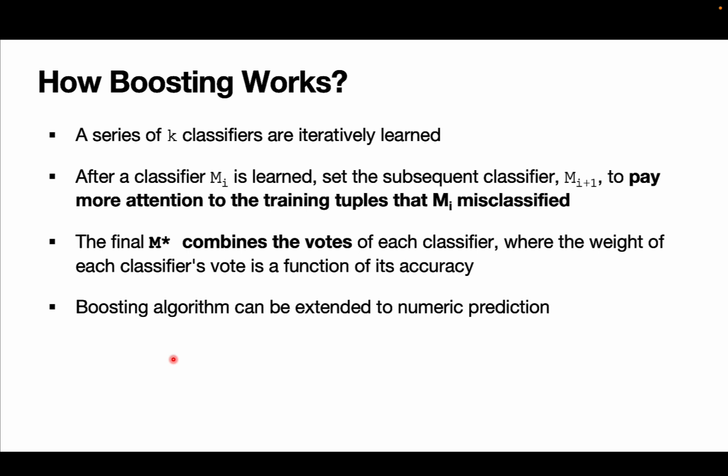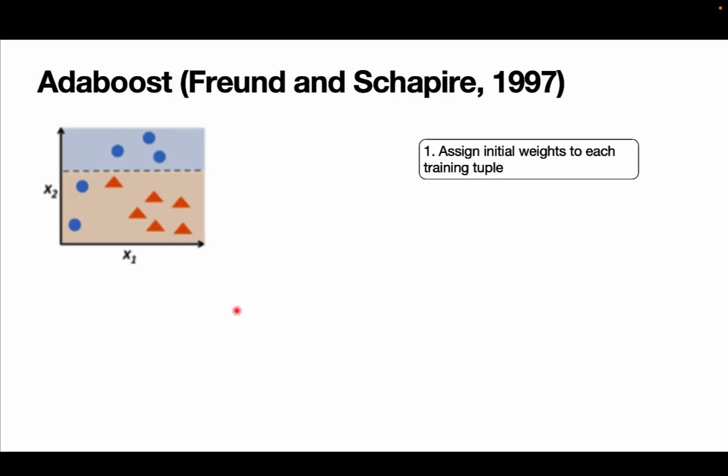One note is that the boosting algorithm can also be extended to numeric predictions, so it's not just for classification. AdaBoost stands for adaptive boosting, and it works by combining multiple weak learners to create a strong classifier. A weak learner is a classifier that is very simple and unsophisticated. So the performance is not great, but it's still better than random classification.